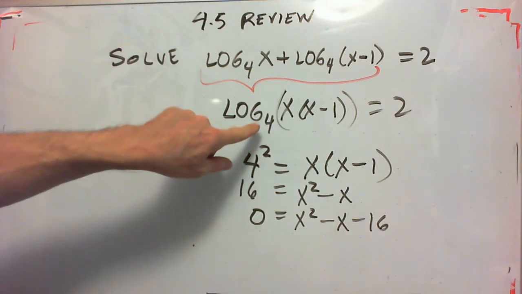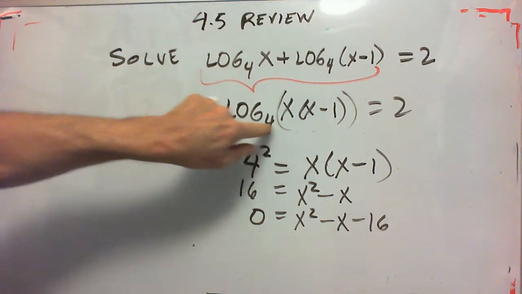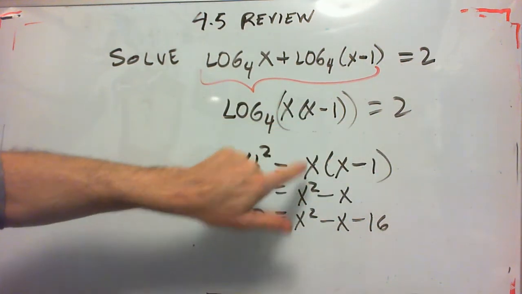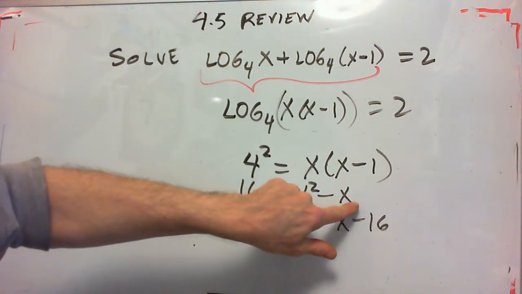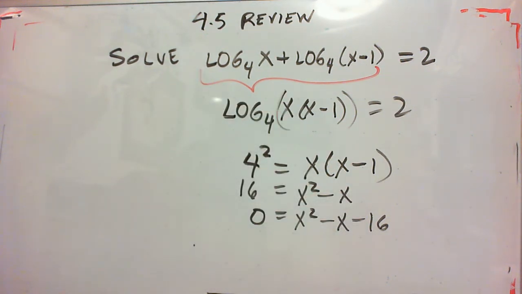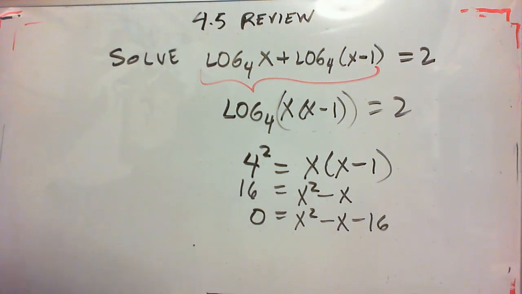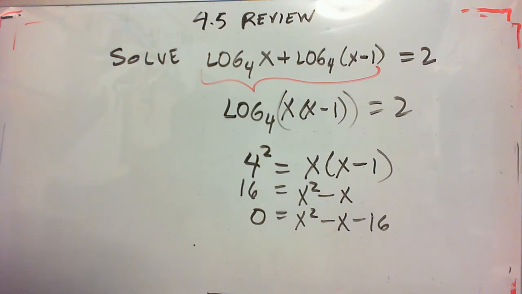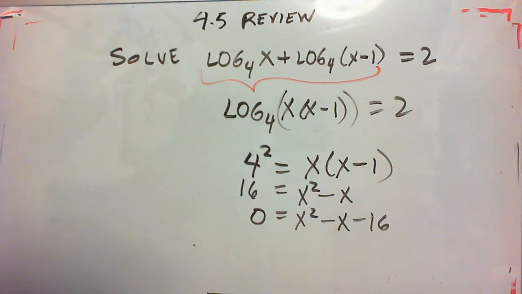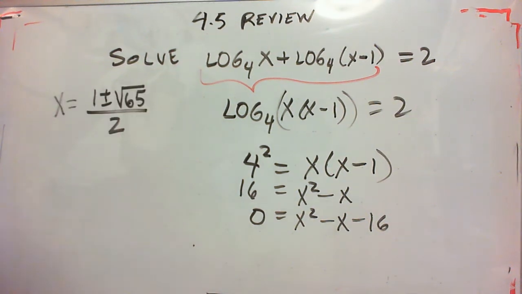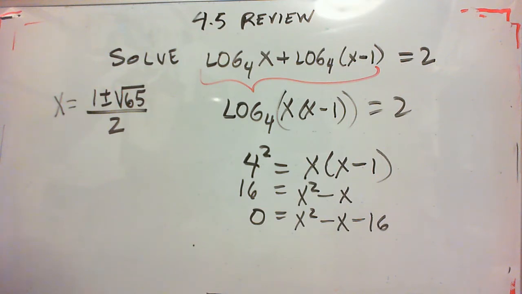Okay, so we rewrite the exponential form: 4 to the 2 power equals x times x minus 1, which is 16 equals x squared minus x when we distribute, or the quadratic equation 0 equals x squared minus x minus 16. And now we can just plug that into the quadratic formula, and we get x equals 1 plus or minus the square root of 65 over 2.